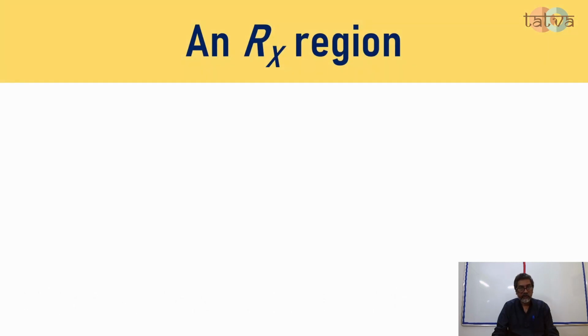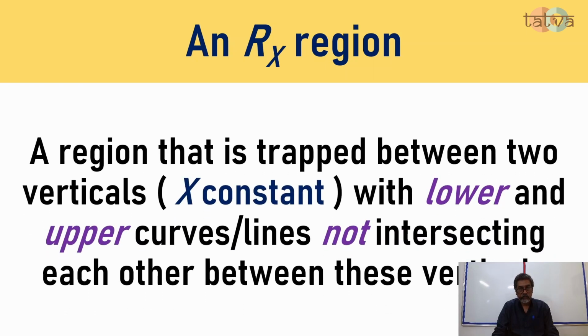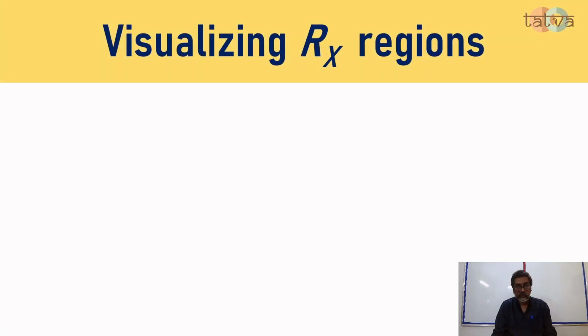So let us formally define an Rx region. It is a region that is trapped between two vertical lines. And you know vertical lines will have equations where x is constant, with lower and upper curves not intersecting each other. So there are two issues here. We have got vertical lines, then there is a lower curve and an upper curve between these two vertical lines, and they are not supposed to intersect. Only then the region is called an Rx region. Let's look at our first visualization.